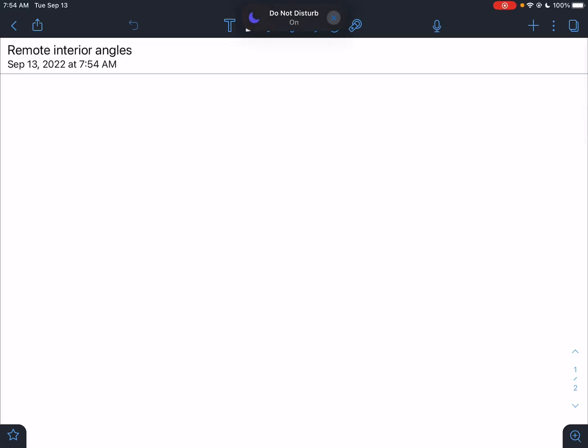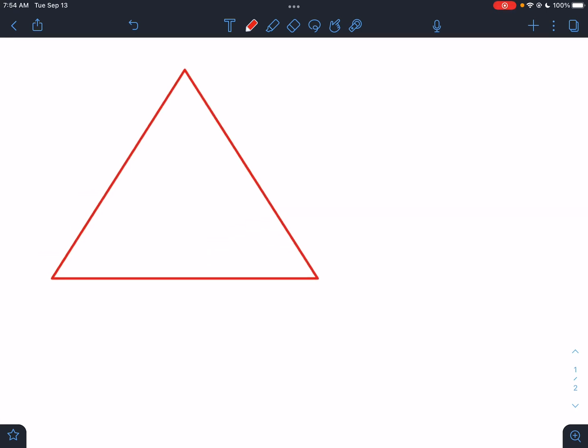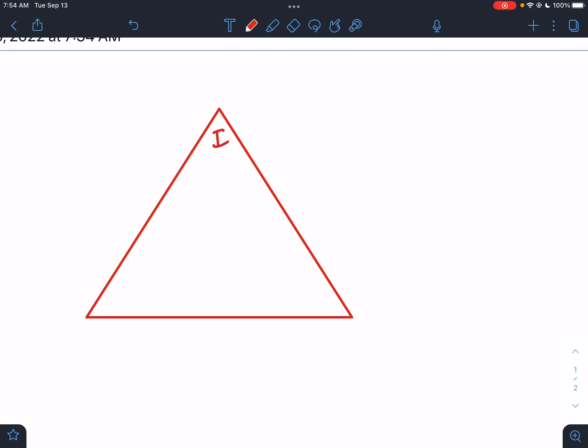All right, guys, here's a real quick lesson on remote interior angles of a triangle and their properties. So if I start with a triangle here, that's not a triangle at all. If I got my triangle here, we have three sides, we have three vertices. All of these angles we would call interior angles, all right? So interior angles are the three angles inside the triangle.